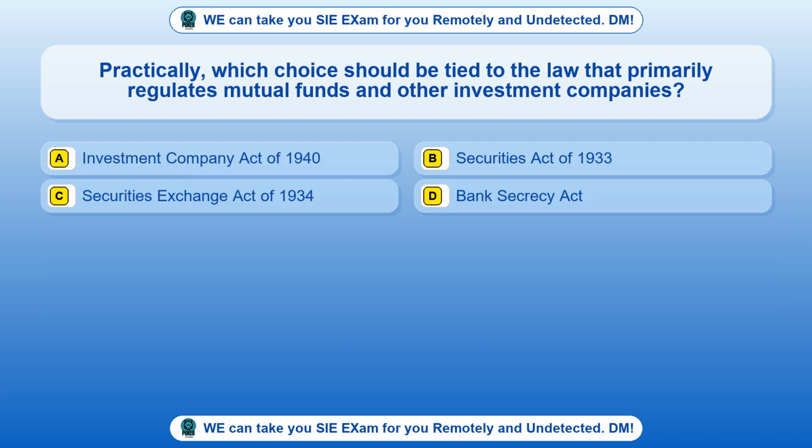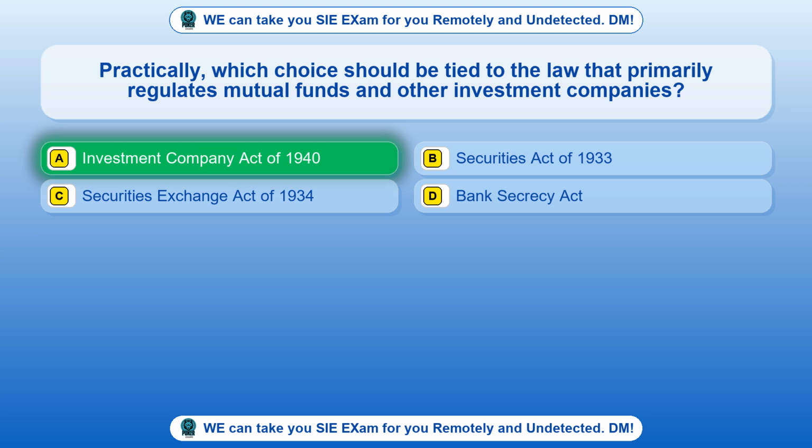Question 77. Practically, which choice should be tied to the law that primarily regulates mutual funds and other investment companies? Option A, Investment Company Act of 1940. Option B, Securities Act of 1933. Option C, Securities Exchange Act of 1934. Option D, Bank Secrecy Act. The correct answer is option A, Investment Company Act of 1940.